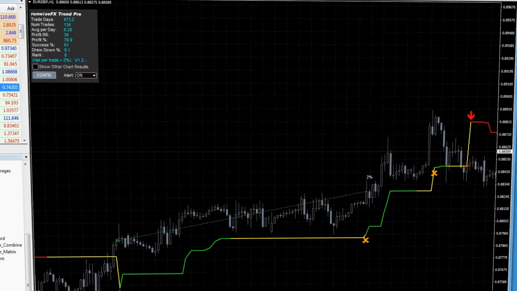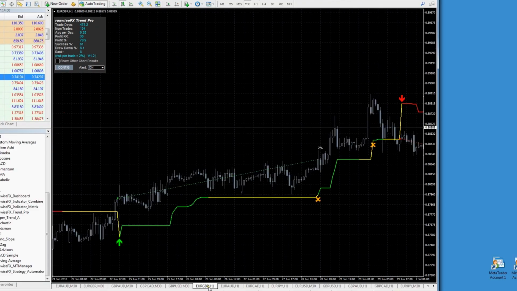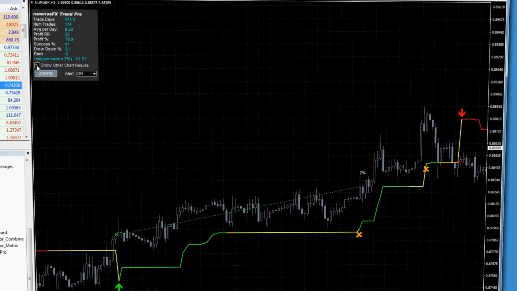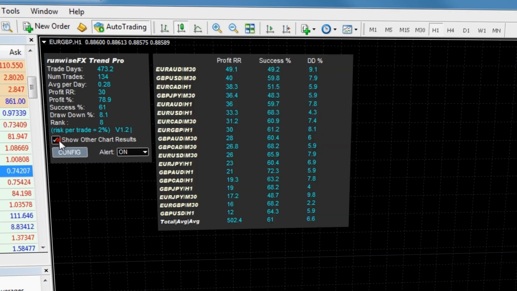And then the final value is the rank. Now what this is, we've got the indicator running on different charts, and if you click this, which is show other chart results, then what it's going to do is go to those other charts and just see what the stats are for those, and then it's going to order them in terms of the most profitable first. And then we can see that this one is 8th down the list, Euro Pound 1 hour charts, that's rank 8.